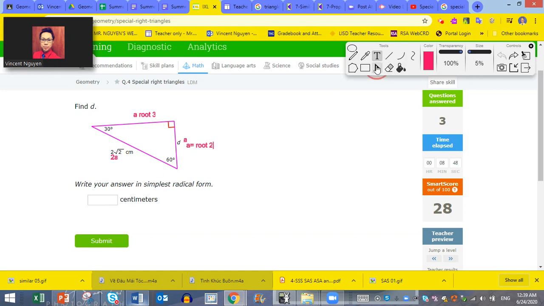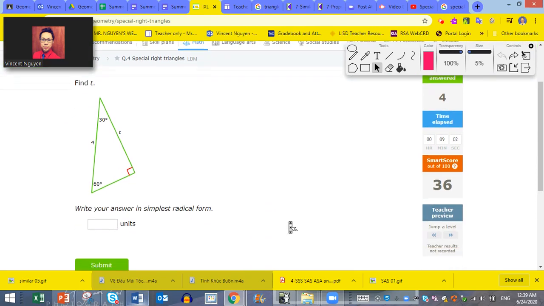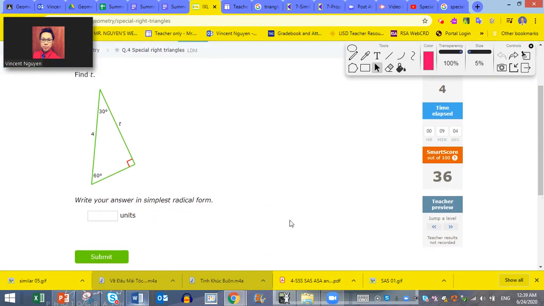So I'm going to put in square root of 2 for my answer. Okay, submit. There we are. All right, delete that. Next one, 30-60-90 again. One more time, I'm going to label this. This is going to be A. This is going to be 2A.